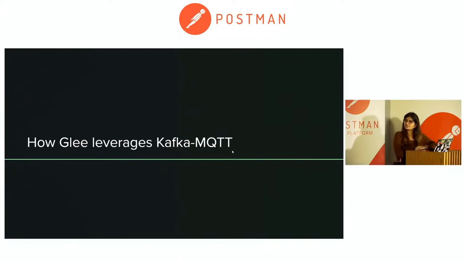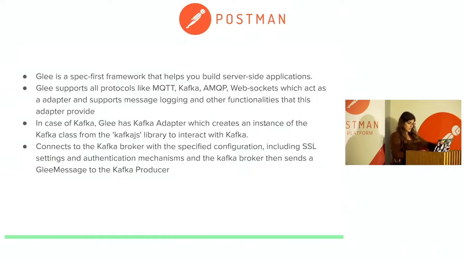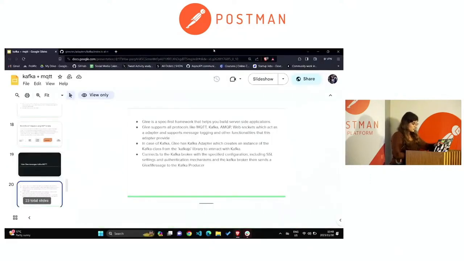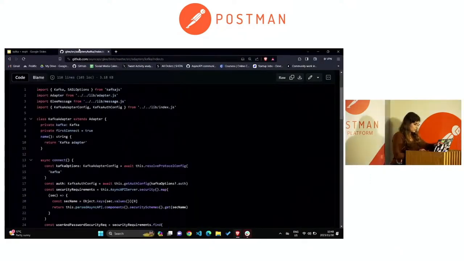So let's see one more use case, which is Glee, a project of AsyncAPI. Let's see how Glee leverages Kafka and MQTT. Glee is a spec-first framework that helps you build server-side applications. It supports protocols like MQTT, Kafka, AMQP, WebSockets, which act as adapters, and supports message logging and other functionalities that these adapters provide. So let me show you the Glee project.